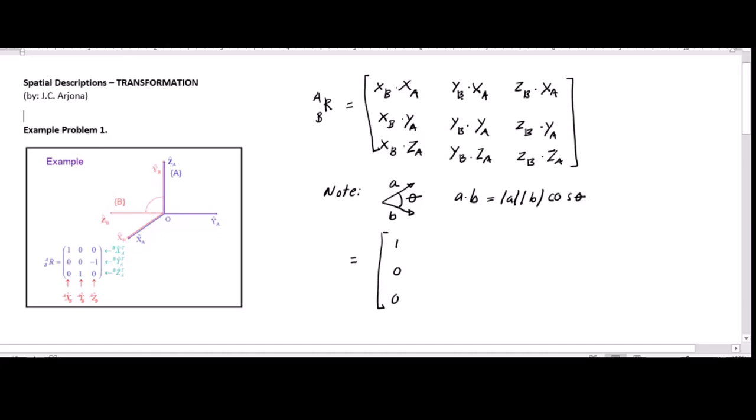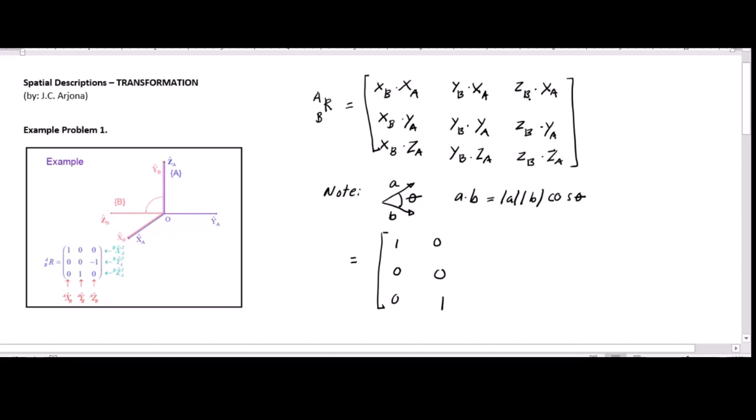Next, for the second column, we go to the YB. YB dot XA is 90 degrees, so this is 0. YB dot YA, where is the YA? It is 90 degrees again, so this is 0. And YB dot ZA, where is it? Same direction, so cosine 0 will be 1. So that's the result.